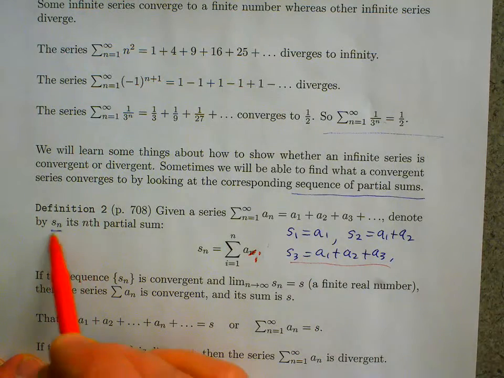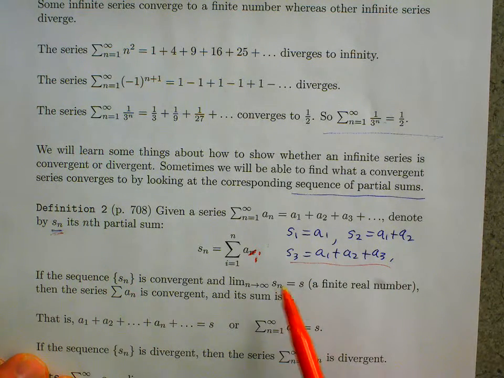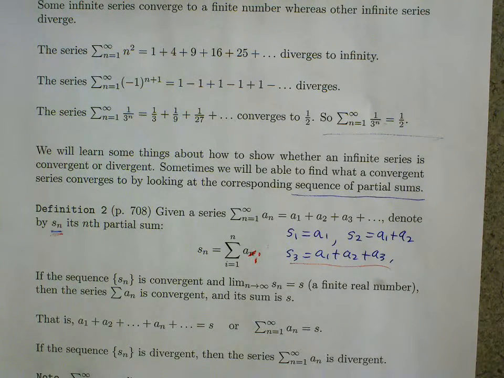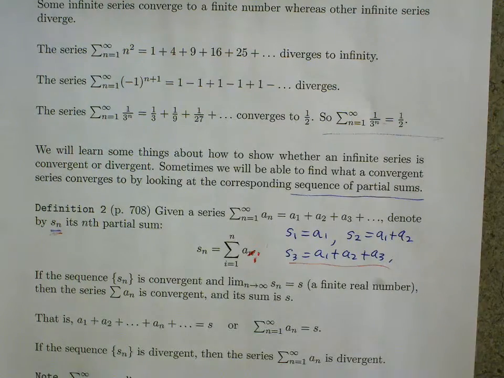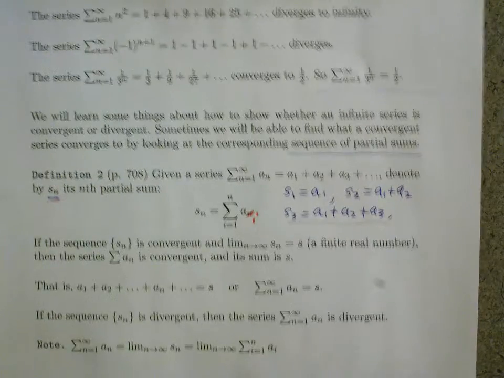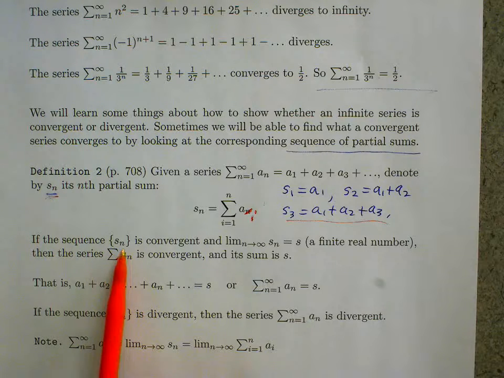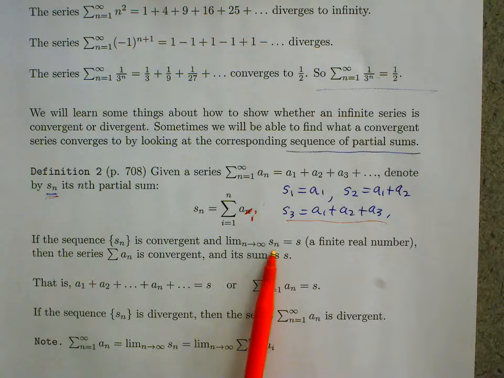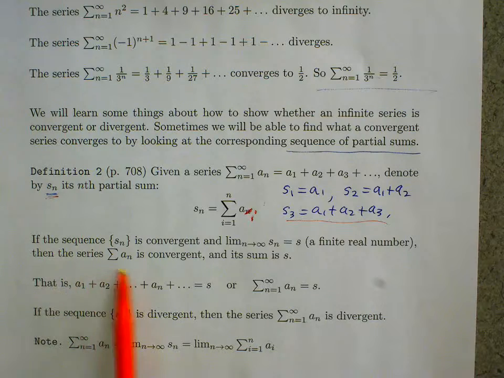So make sure you catch that S sub n is a sequence itself. So we can apply to sequences some of the things that we discussed from section 1. Okay, so if that sequence of partial sums, S sub n, is convergent, and if the limit of the S sub n is equal to S, a finite real number, then the series a sub n is convergent and its sum is S.